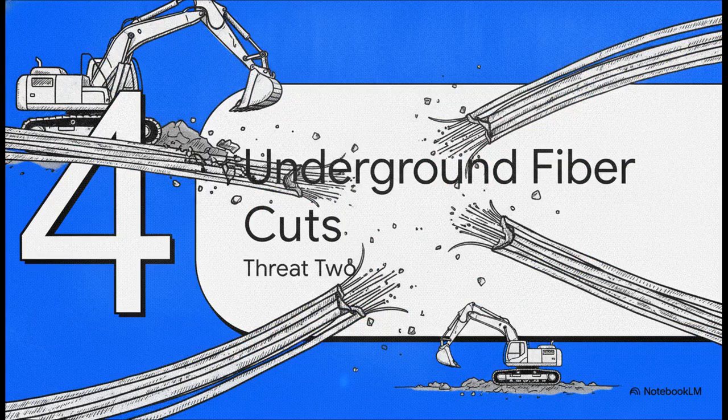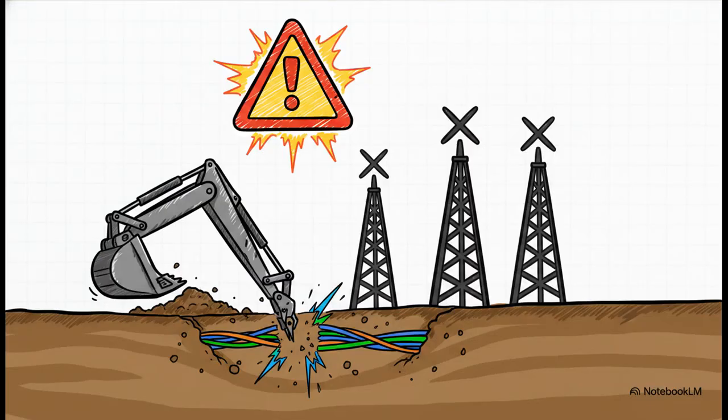Welcome to Section 4, Threat 2, underground fiber cuts. Down in the busy cities, we rely on thick bundles of underground fiber optic cable. Imagine this nightmare scenario. An excavator operator is digging, hits the wrong spot, and slices right through the bundle.